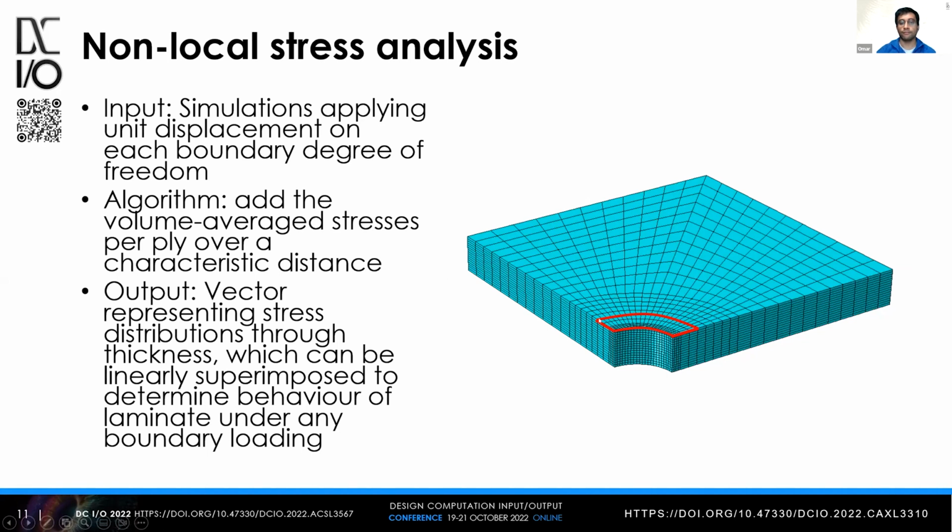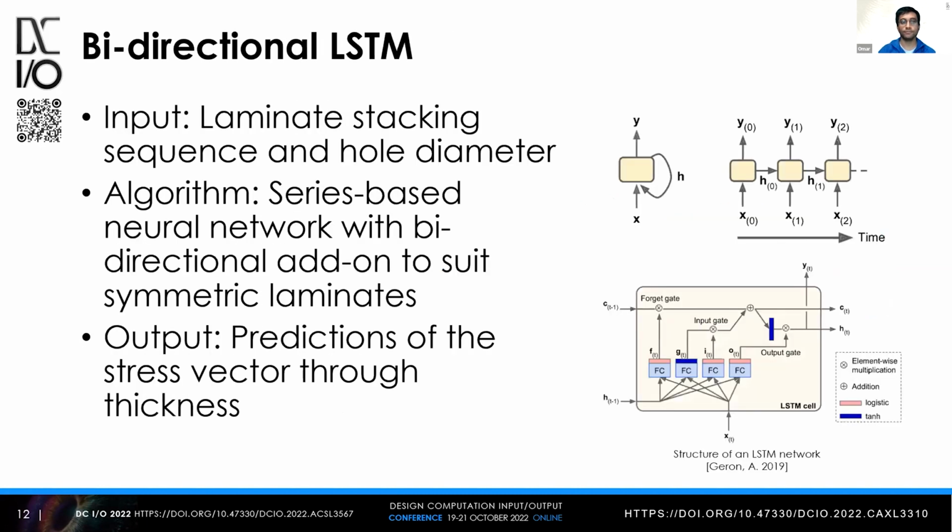What we then do is we get a volume average stress per ply over a characteristic distance. This allows us to have a vector describing the stresses in each of the 6 stress components for each ply near to the feature of interest. Now, for each training sample point, the finite element model would output a sequence of stresses for each ply. This is our output.